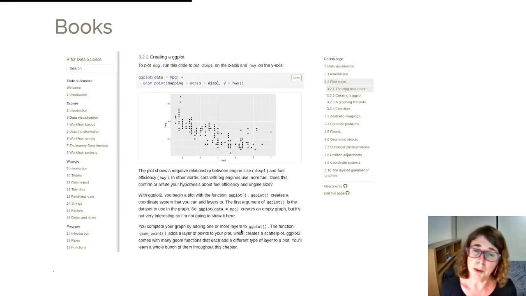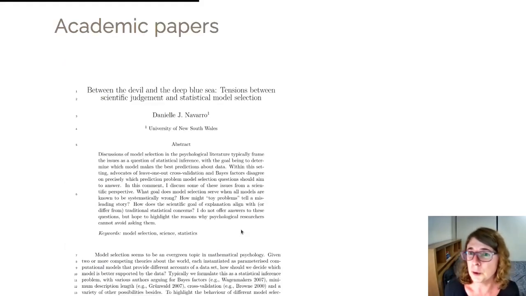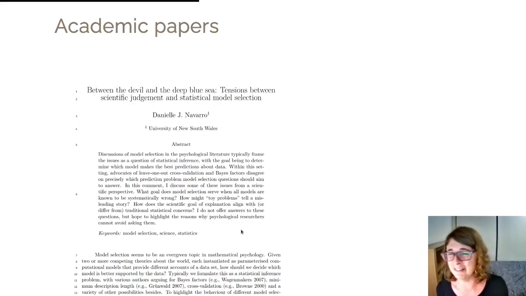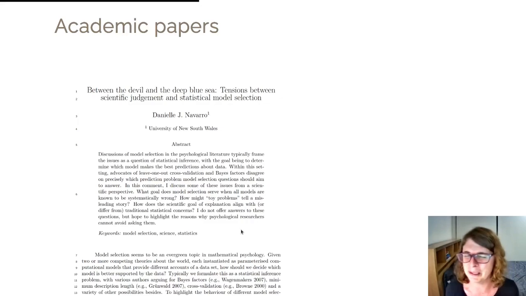You can write books in Markdown if you want to, and here is a very famous book called R for Data Science by Hadley Wickham and Garrett Grolemund. I think that's how you pronounce his name. I hope I've got it right. And it's a fabulous book. I recommend reading it. You can write academic papers using Markdown. This is a paper that I wrote a couple of years ago, which I don't necessarily recommend you read, but it's one that I'm quite proud of.